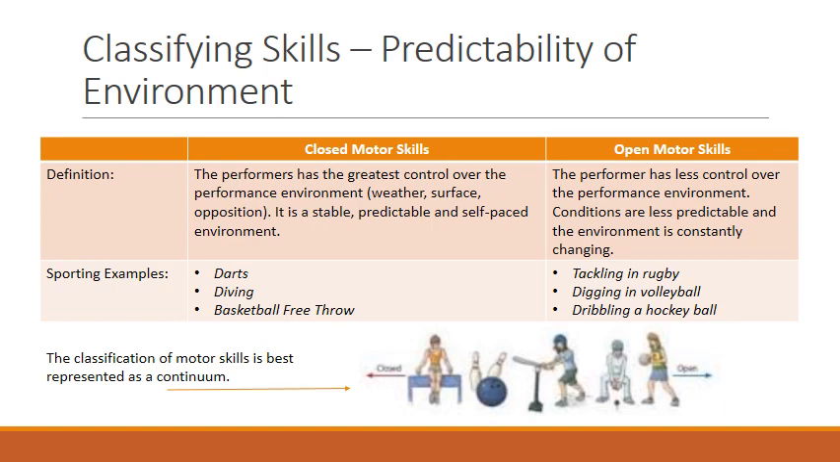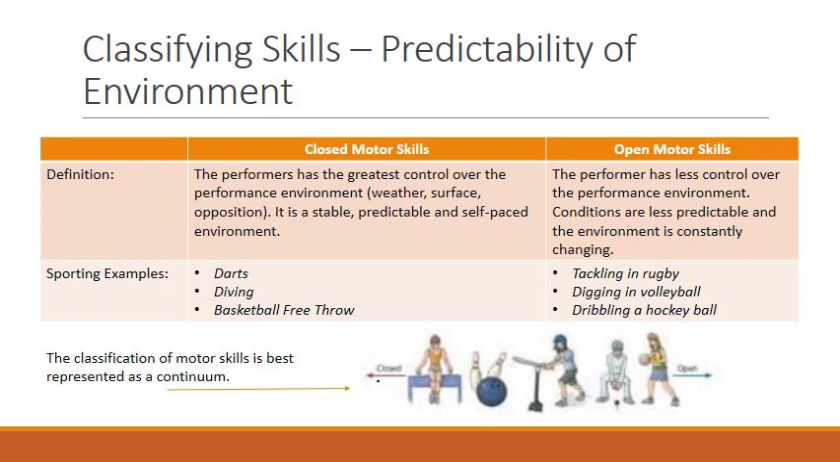Perhaps one of the most important classifications of skills, particularly when it comes to coaching and helping people develop their ability to perform a particular skill, is the predictability of the environment. So under this banner, we divide skills into closed motor skills or open motor skills. And saying divide is probably not completely correct because it's really hard to say you're just a closed skill, you're just an open skill. It works on a continuum, like our picture down the bottom here.